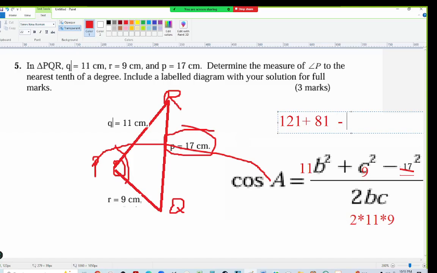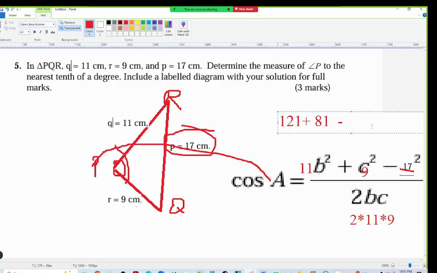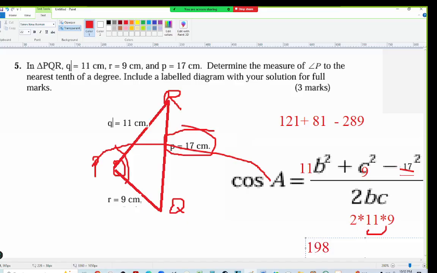And then it's going to be minus whatever 17 squared is, which I really honestly can't remember at this point in the day, is 289. So that's what we're going to have to deal with up top. So it's going to be a negative number. Down below, we have 9 times 11, which is 99, times 2, which is 198. Down below, we're going to have 198. So really all I have to figure out is what the top is. With me so far?